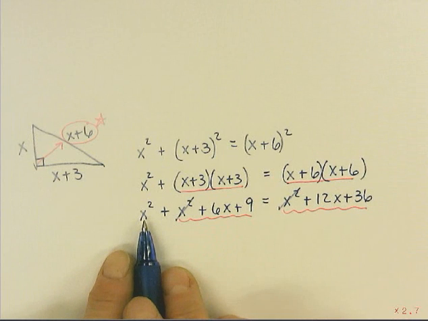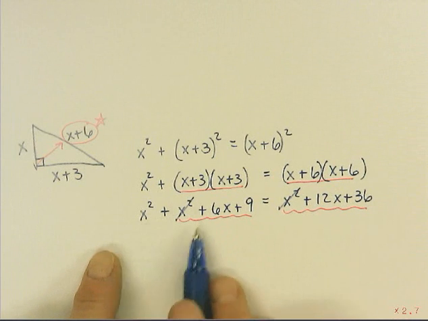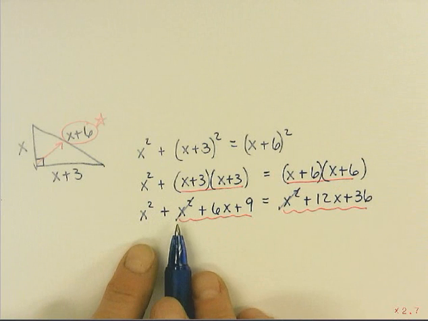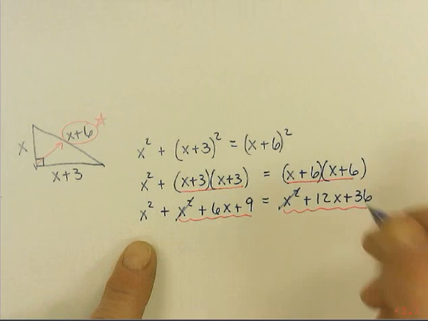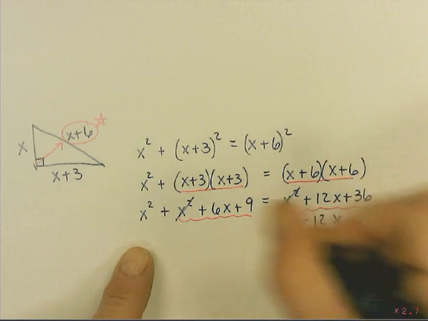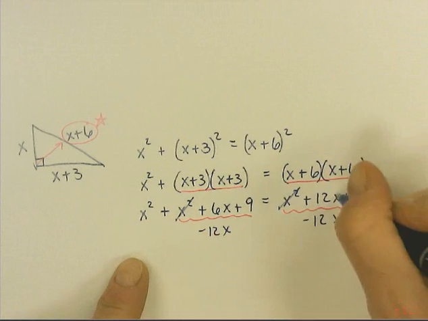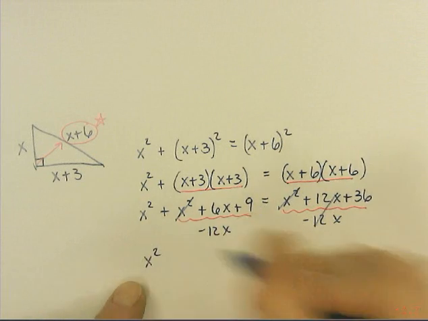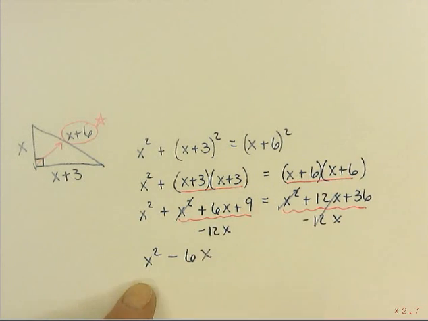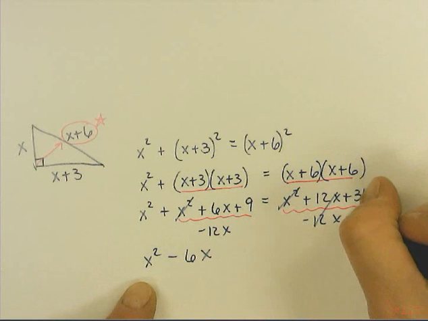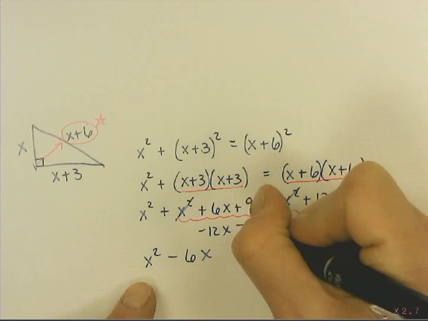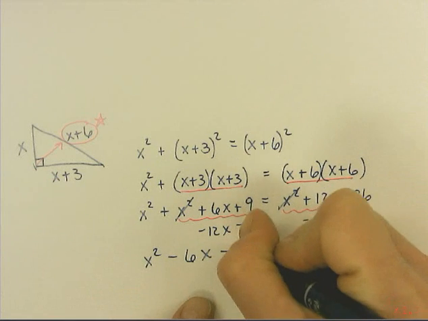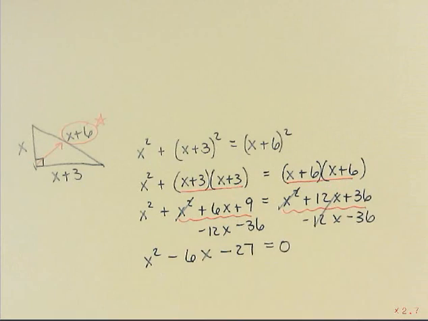So right when you see that and you know it's going to be quadratic, move everything to the left side of the equation, set it equal to 0. Okay. So I'm going to minus 12x. So I'll have x squared minus 6x. And I'm going to minus 36 over this side, which will give me negative 27. Okay.